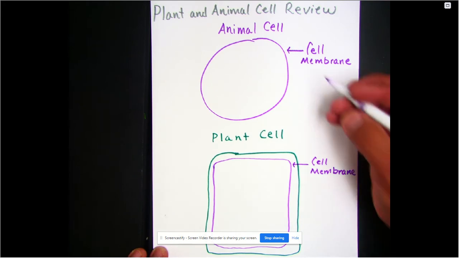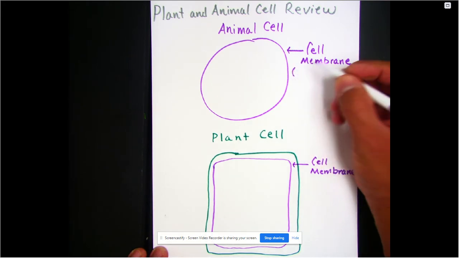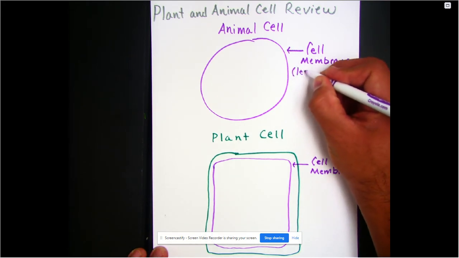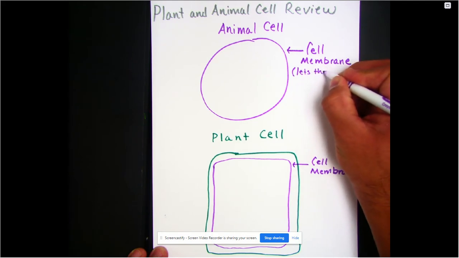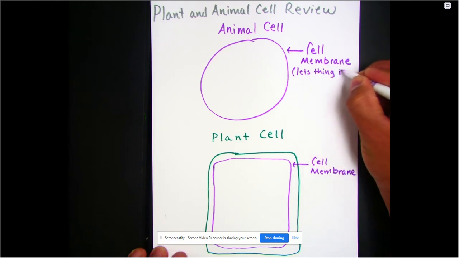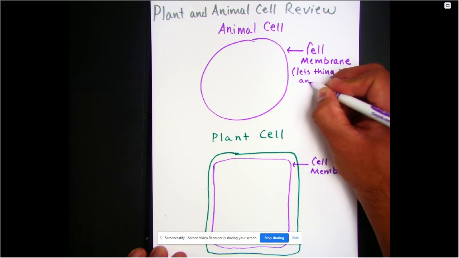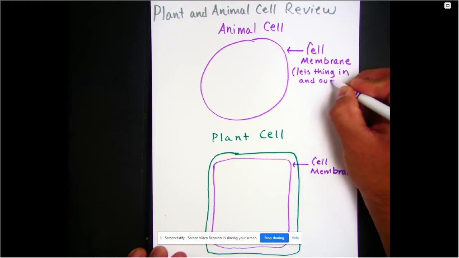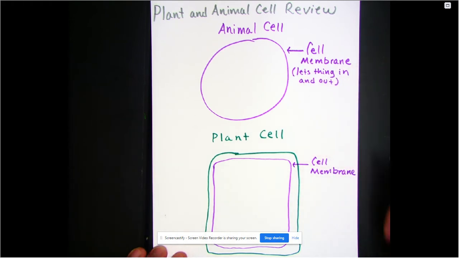Now the cell membrane, the function is that it lets things in and out. So it kind of decides what is allowed to go in the cell and then what needs to come out of the cell. Remember, it kind of opens up small little openings and lets those things go in and out of the cell.